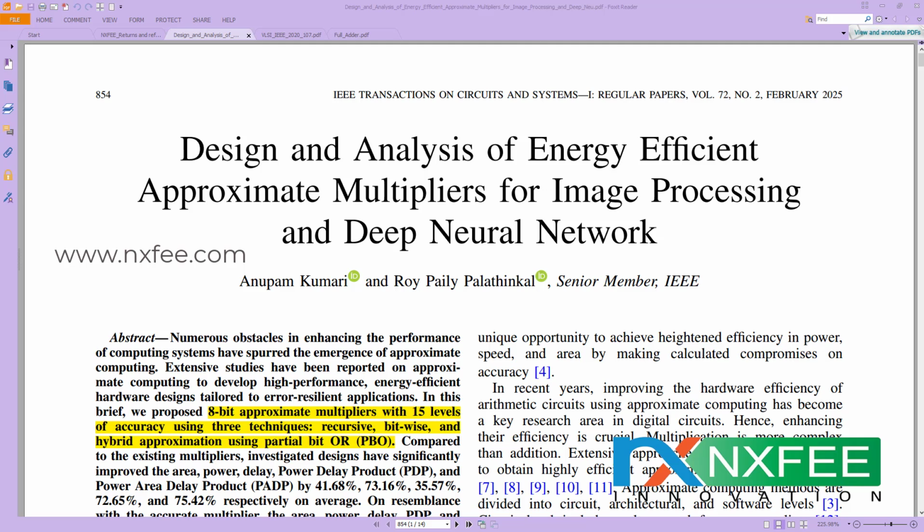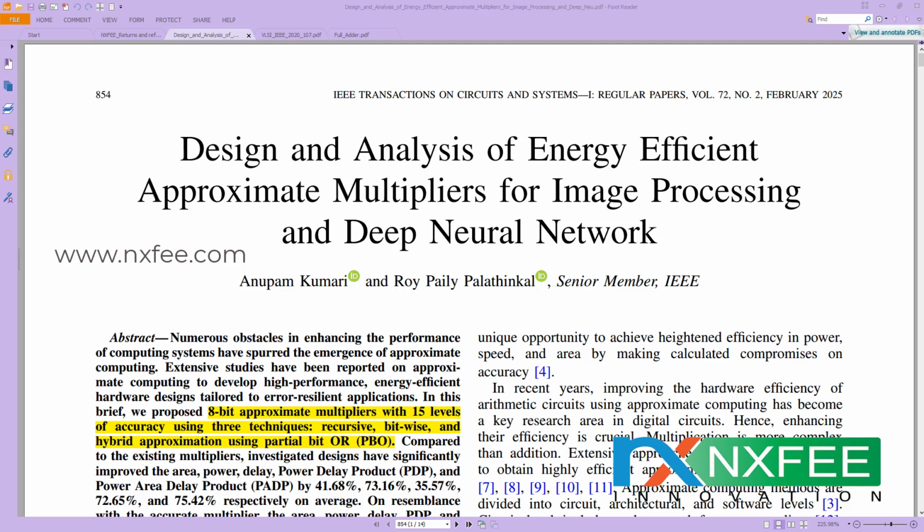This implementation is carried out using Verilog HDL and synthesized on the Xilinx Virtex 5 FPGA platform, and evaluated based on key performance metrics such as power consumption, area utilization, delay and error rates, and compared with the traditional multipliers to assess the gains in efficiency. Now we can verify the paper.